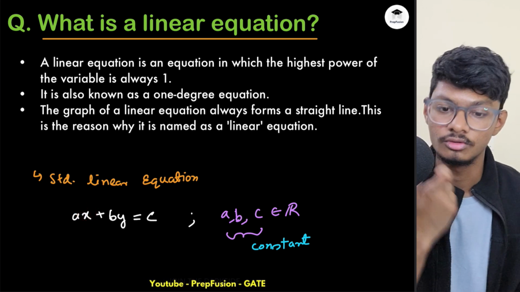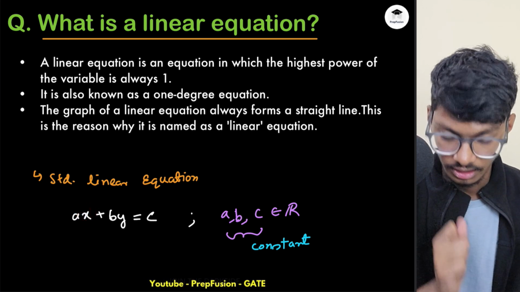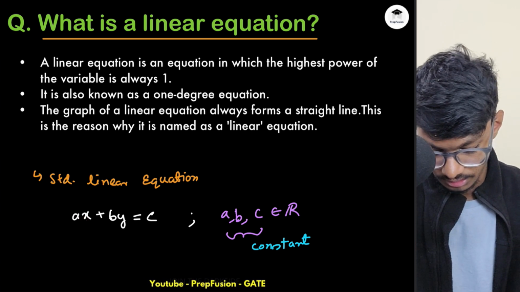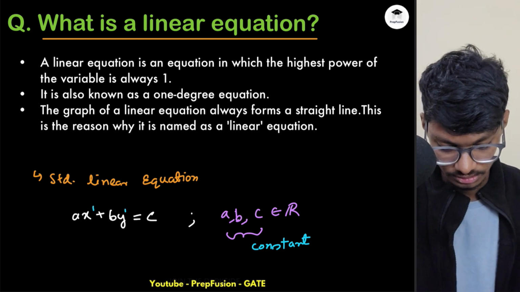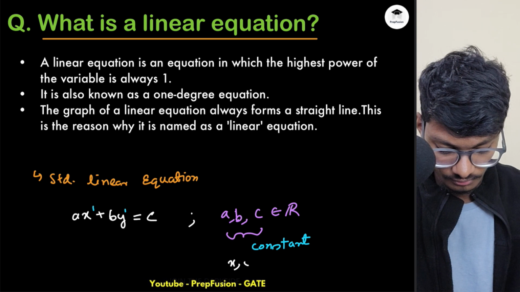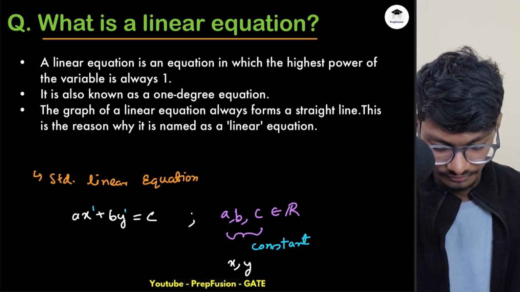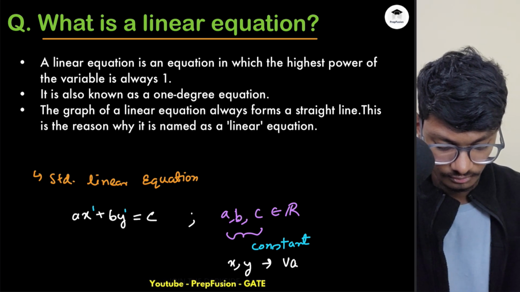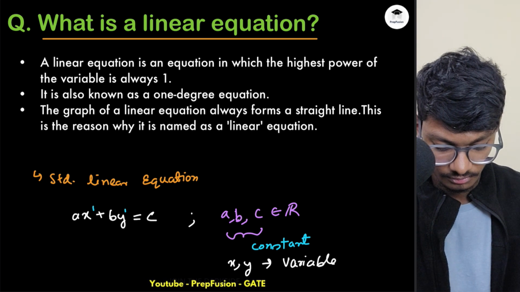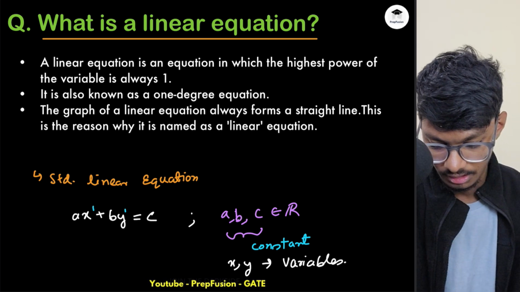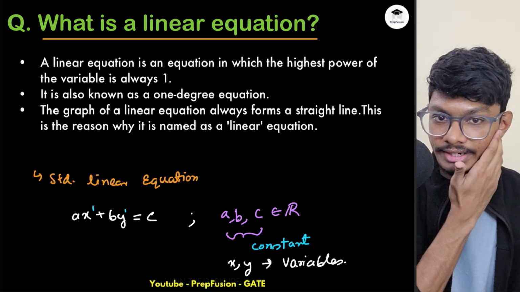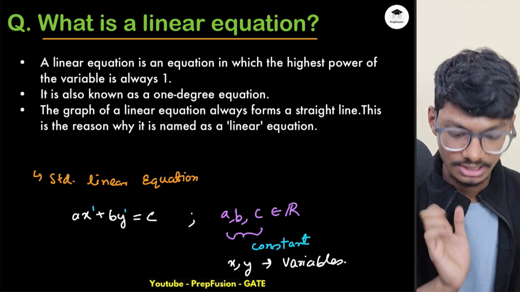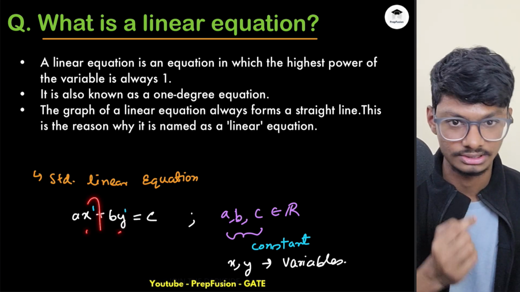So here what do you observe? The power of x and y is 1, and x and y are variables. Basically, in the linear equation, we write y as a function of x. So y is a function of x, so we only vary x, and there is a relation between y and x, and then we plot it in the graph.